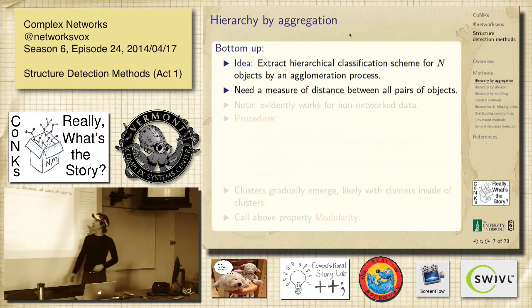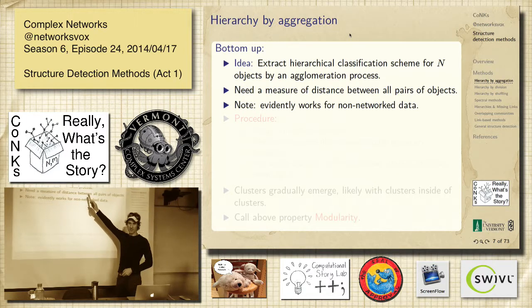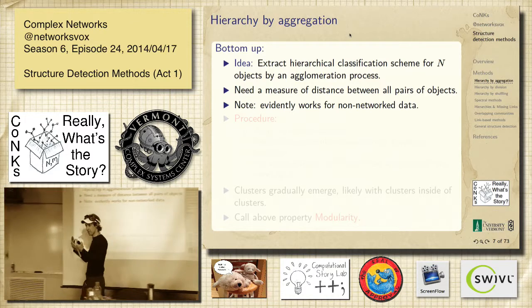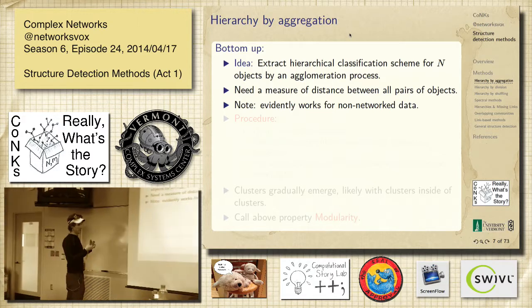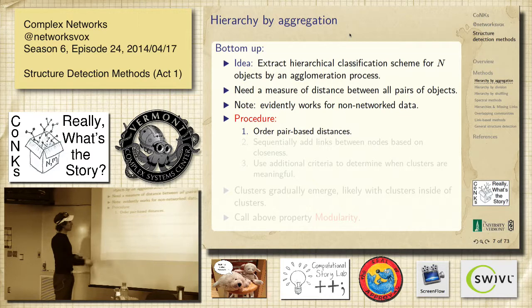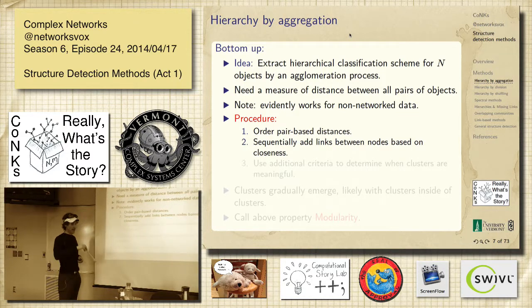All right, so you need to know how far the nodes are apart from each other. It's actually fine. You don't have to have things being explicitly networked. They could just have metadata associated with them. It could be documents, for example, and you just say that they're similar in some way based on your way of combining text. So you just order them based on their distances. And then we'll just add the links in.